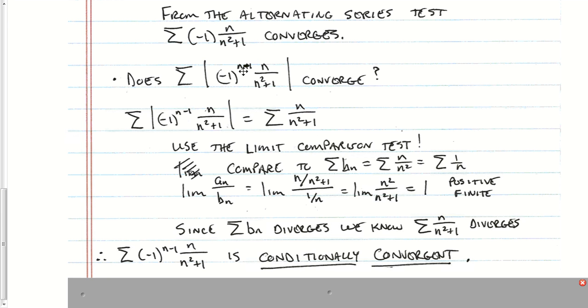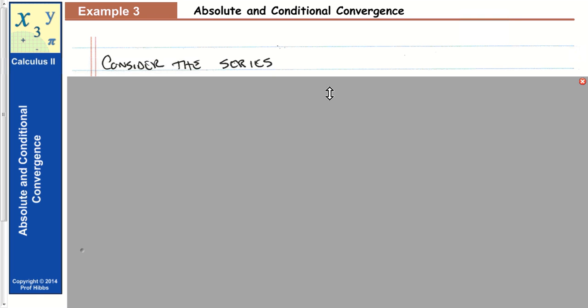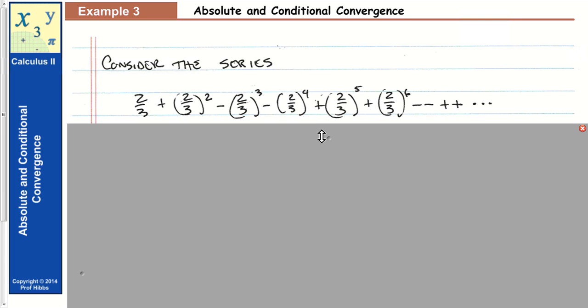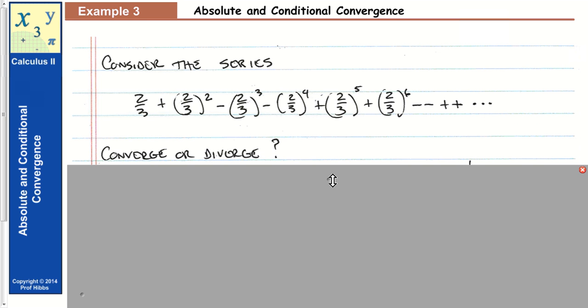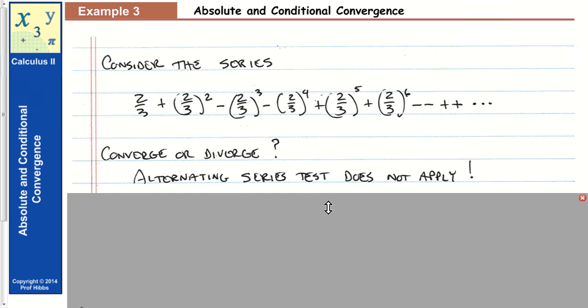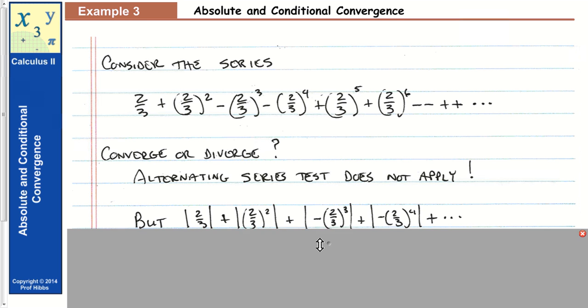So sometimes it's a tough job to figure out whether it's absolutely convergent or not. Let's see what else we've got here. Okay, let's consider this series. Here we have a series that is 2/3 plus 2/3 squared minus 2/3 cubed minus 2/3 to the 4th power plus plus minus minus plus plus. Not an alternating series. We want to know if it converges or diverges, but it's not an alternating series, so we can't apply that test.